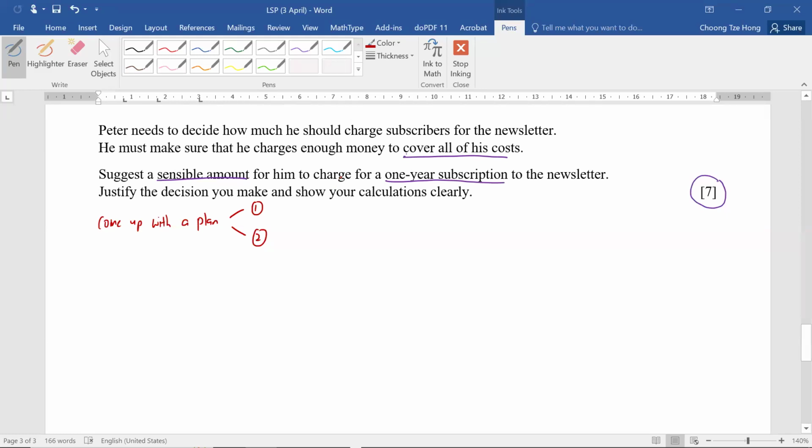We need to know how much to charge each subscriber, how much to charge for a 1-year subscription to the newsletter. So are we going to calculate how much it's going to cost to print and mail the newsletter for 1 subscriber, and then decide on the amount we are going to charge him? Or are we going to calculate the total cost of all the printing, mailing, etc., for all the subscribers, and then divide by 150 to find how much to charge for 1 subscriber? So now we have 2 options.